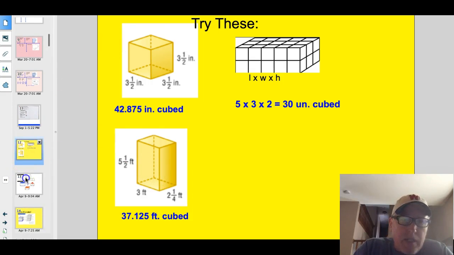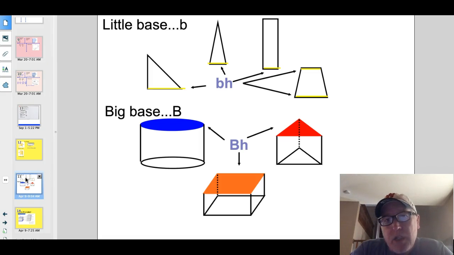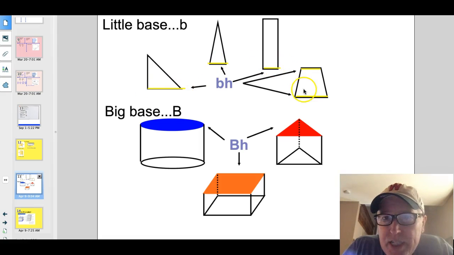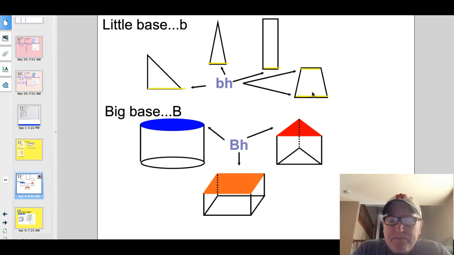Go ahead and take a look at this next thing. Now, I want to talk a little bit about little b, little base, and big B, big base. Little b, a small b, is talking about a one-dimensional base, like on a triangle. These are all bases, all these yellow lines here. And on a trapezoid, the top and the bottom, we call them the bases.